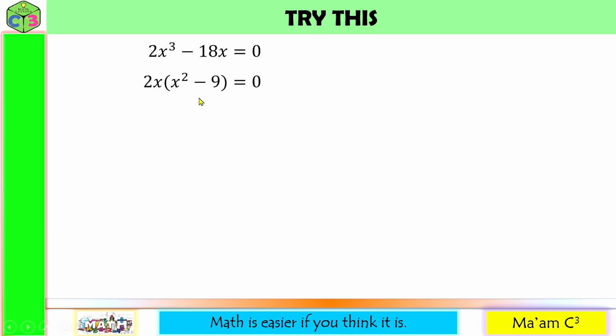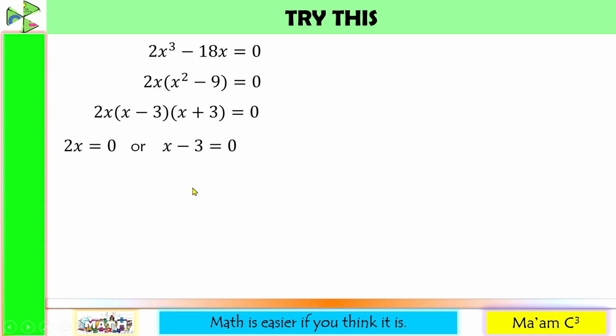We can still factor this difference of two squares. We solved this earlier. That is x minus 3 and x plus 3. So the first factor is 2x, and then the factors of x squared minus 9 are x minus 3 and x plus 3. Let us apply zero product property. 2x is equal to 0, or x minus 3 is equal to 0, or x plus 3 is equal to 0. To solve for x, let us divide both sides by 2.